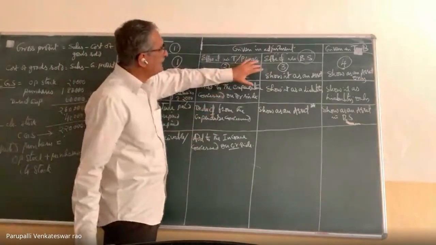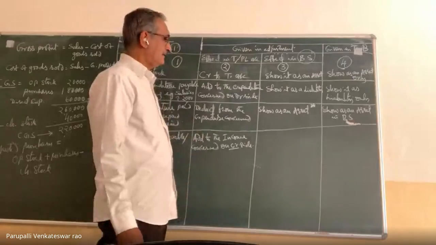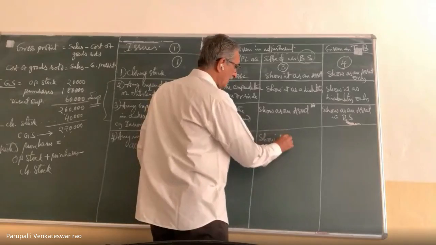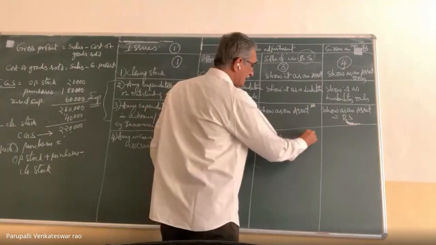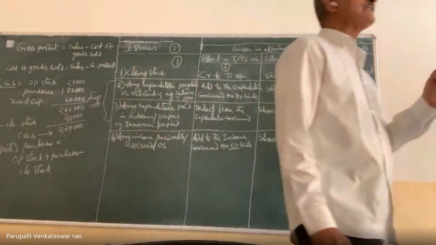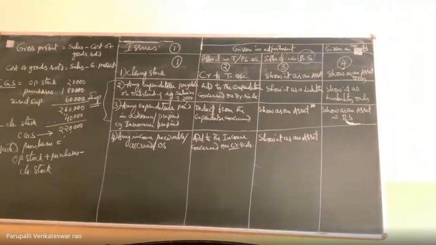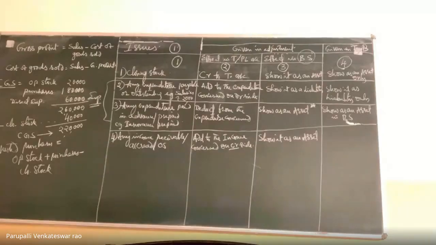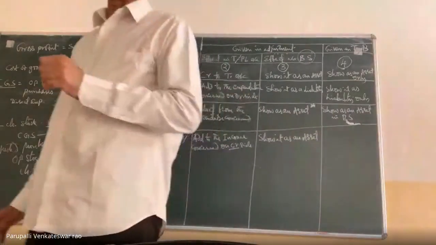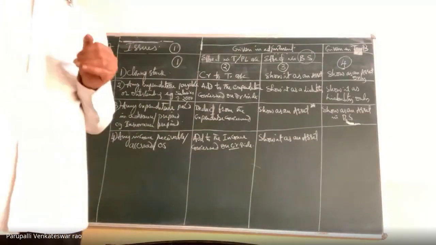So what is the effect in balance sheet? Cheppandi. What to do? Show it as an asset, on the asset side of the balance sheet. It appears as an asset in the balance sheet. Suppose rent receivable 500. ఏం చేస్తాం? This 500 rupees is added to the rent in profit and loss account. And the same 500 rupees we show on the asset side of the balance sheet.